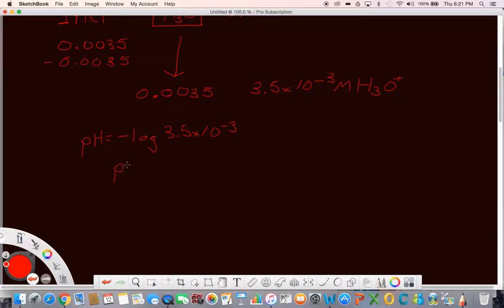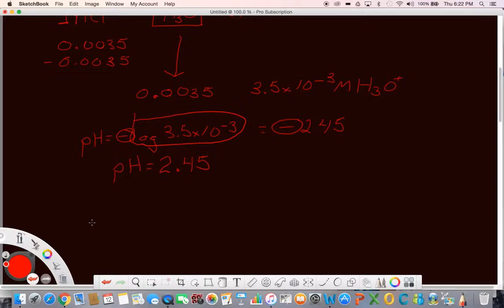Now, it's tricky putting this into the calculator. You're going to put in the 3.5 times 10 to the negative third, or 0.0035, and then you're going to take the log of that value, and this part right here comes out to be negative 2.45. But a negative times a negative is a positive, so the pH is 2.45.